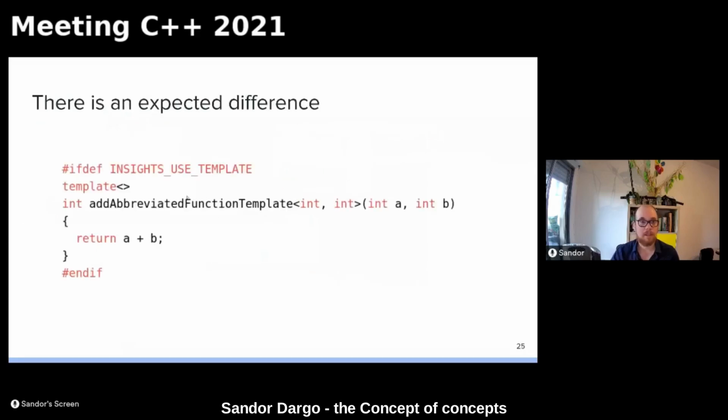It's with the abbreviated function templates. You see that here you have two template types, whereas previously you had only one. And you have two even if they are the same, because the number auto A and number auto B are handled as two different template types. So this is the only difference, but this is something we expected.